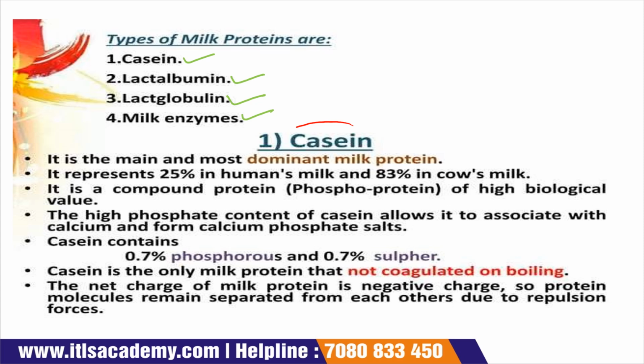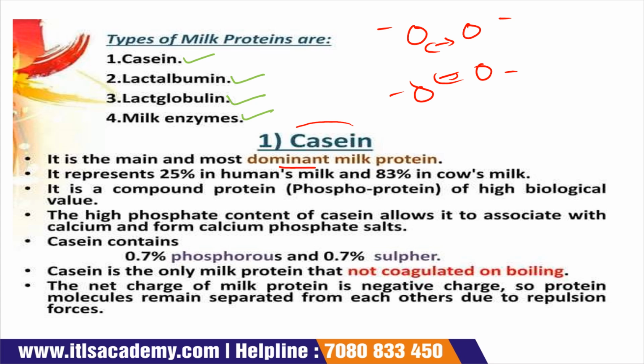They are non-coagulate during the boiling, and the net charge of the milk protein is around negative. So this protein molecule remains separated from each other due to the repulsion. Okay, suppose that this is your protein molecules. So all the protein molecules contain a negative charge. That's why they repulse each other. Okay, now see what is written in a slide.